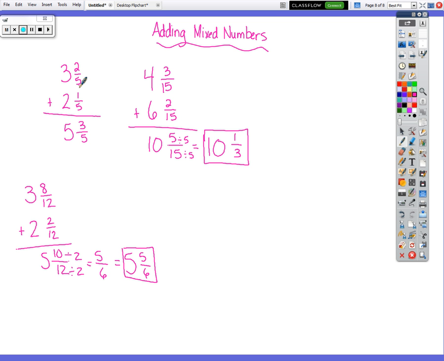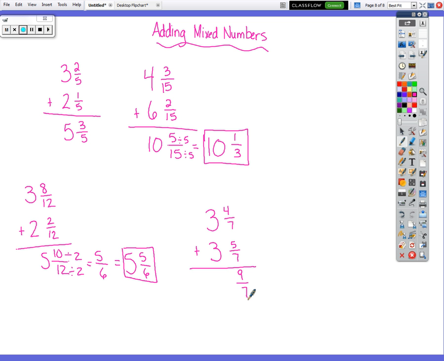Okay, so now let's talk about if we do have to carry with our fractions. So let's do, if I have 3 4/7 plus 3 5/7, I'm going to add this up. 4 plus 5 is 9 over my 7ths, right? Well, I know how to make an improper fraction into a mixed number now, right? So I'm going to divide it.